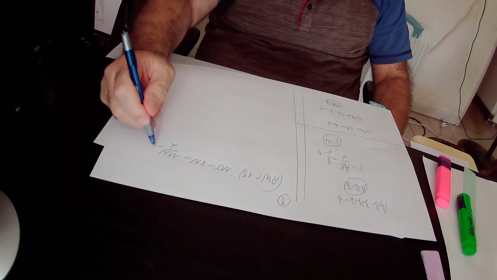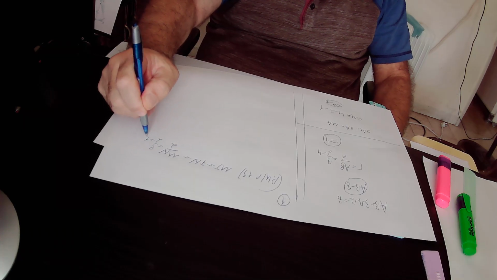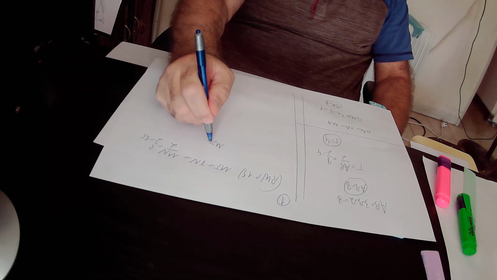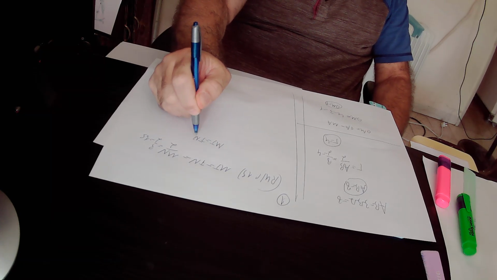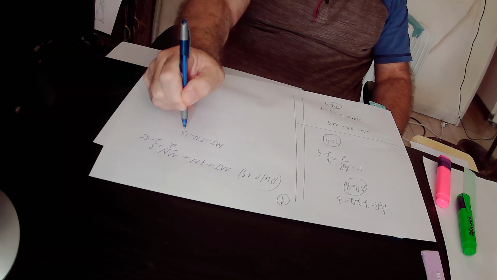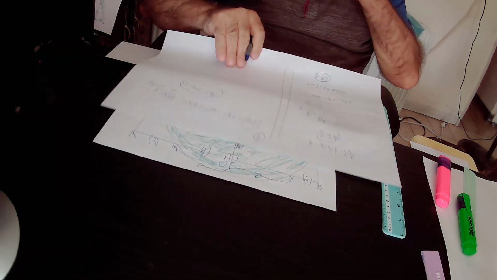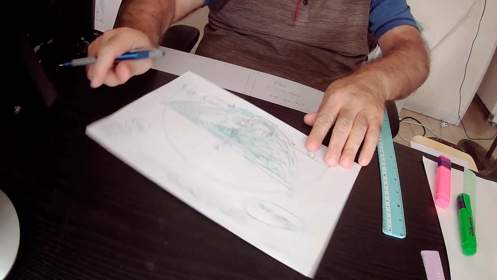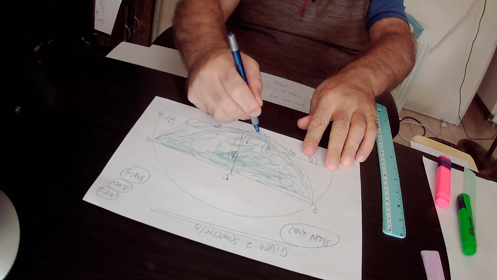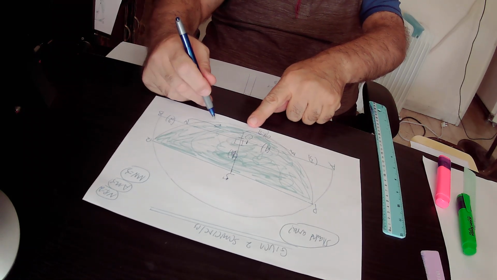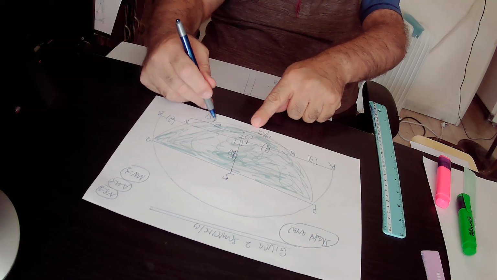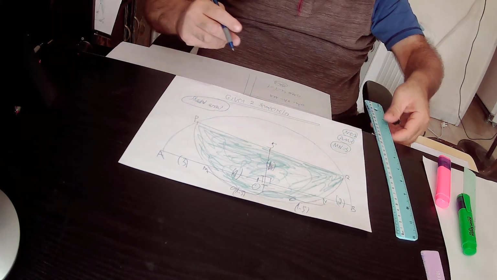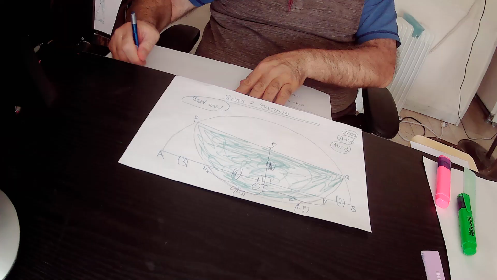MN is 3, so MN over 2 is 3 over 2, that is 1.5. So in total, we found out that MT equals TN equals 1.5. This is line segment MT, which equals 1.5 units in its length. And this is line segment TN, which also equals 1.5 units in its length. What is the length of this short line segment, line segment OT?